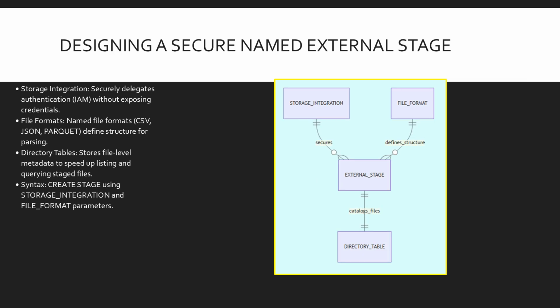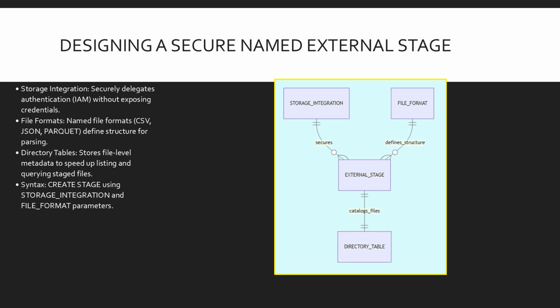Designing a secure pipeline starts with the storage integration object. Never hardcode credentials like AWS access keys into your scripts. Instead, create a storage integration to handle authentication securely via IAM roles. Next, define a file format object. This tells Snowflake exactly how to read your CSV or JSON files so you don't have to repeat settings. Finally, enable directory tables on your stage. This acts like a file catalog, drastically speeding up file listing operations, which is a game changer for performance.